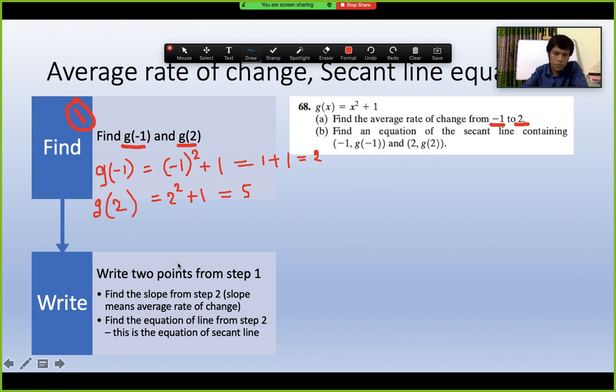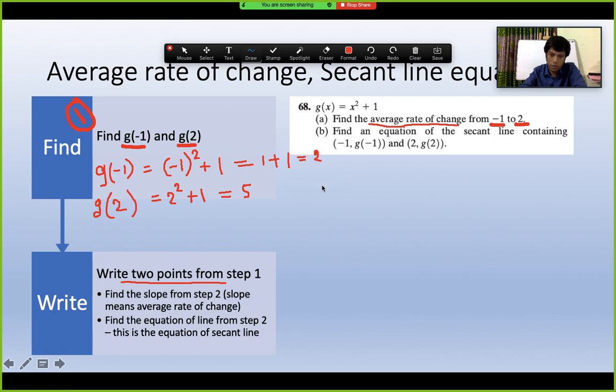Now write 2 points from step 1. This will not be written anywhere. We have written it just so that you know how to find them, because we need to find the average rate of change. By the way, average rate of change means slope. Slope, gradient, average rate of change, same word. Now write 2 points.